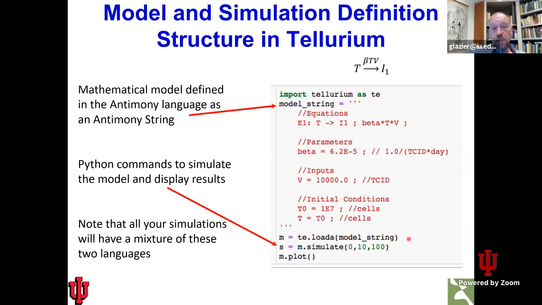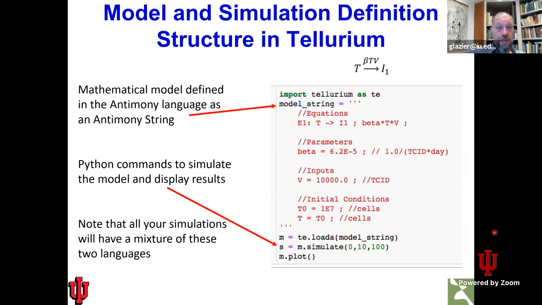That means that every simulation we do is actually going to have two languages in it. It's going to have this model specification, which is written in the Antimony language. And it's going to have the thing that actually loads and executes that model, which is written in Python. And occasionally we'll have things that are slightly inconsistent between Python and Antimony. For example, exponentiation in one case is double star, and in one case is a caret.